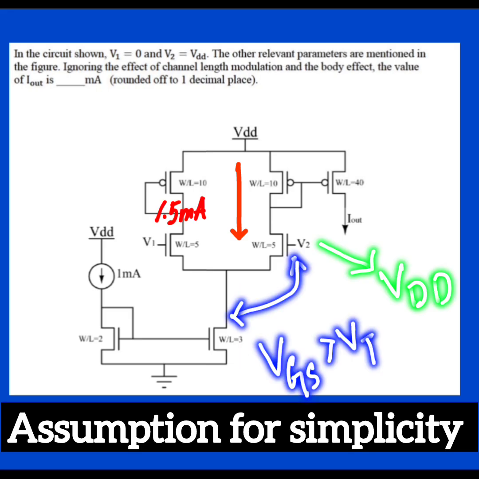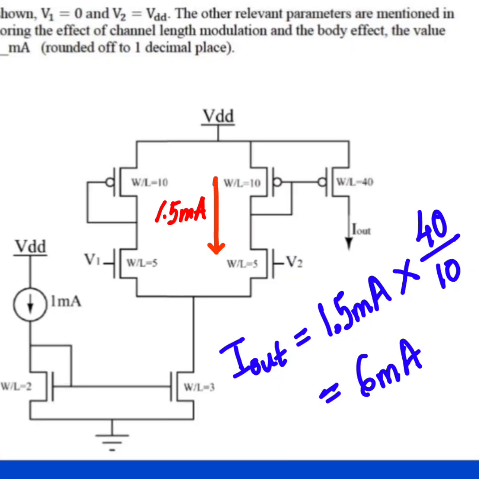And now you can see that at the top there are 2 PMOSs where your gate to source voltages are the same. So your current will be just 4 times, because if you compare the W by L ratio, 40 divided by 10, it will be 4 times current. So what will be the current? Your current will be 6 milliampere flowing at the output.